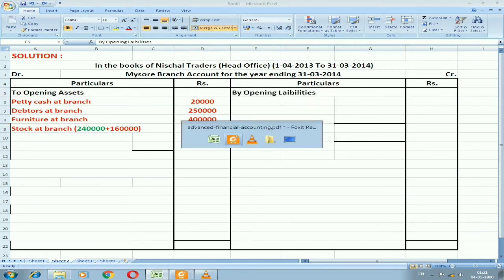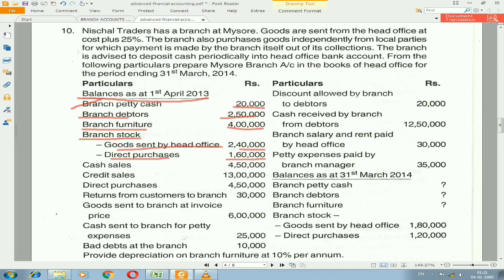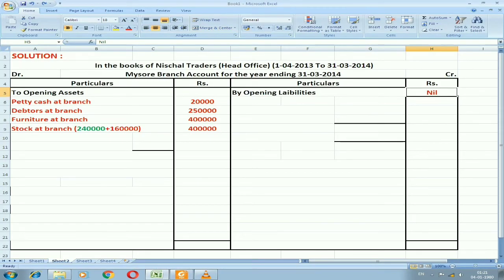Under this, usually two accounts will come. One is creditors and one more is outstanding expenditures. So as we don't have that, it will be nil.